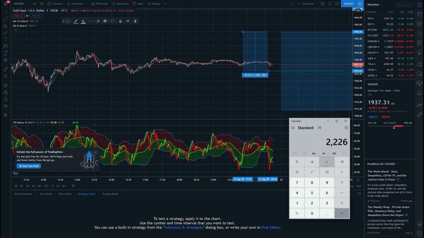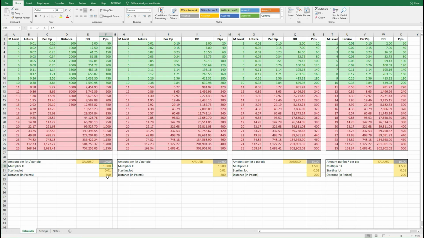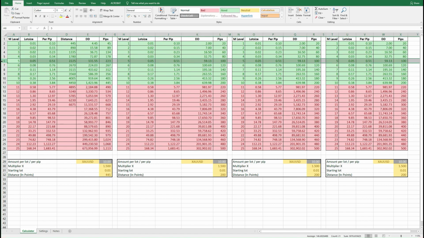Okay, by the fifth position, your EA should recover. So if you want only 5 positions, you take this value and divide it by 5. This will be your distance, 445. You get what I'm saying? So then you punch the figure in here, 445. Okay, you see this? At the fifth position, you should expect recovery.